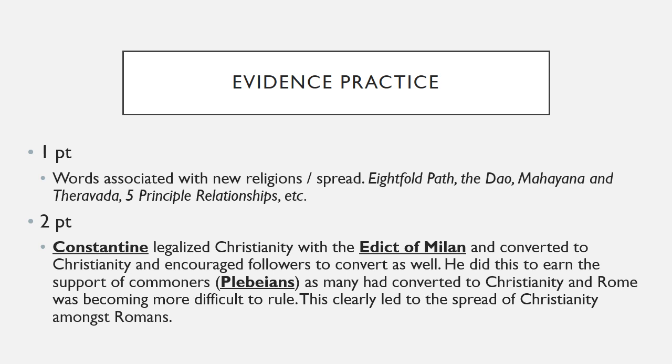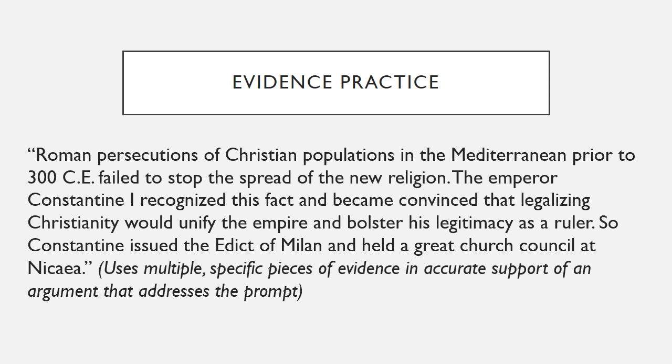Cool. This is an actual prompt that was given last year, and College Board has released examples. And so here are examples of what they took for evidence. Roman persecution of Christian populations in the Mediterranean prior to 300 CE failed to stop the spread of the new religion. The Emperor Constantine I recognized this fact and became convinced that legalizing Christianity would unify the empire and bolster his legitimacy as a ruler. So Constantine issued the Edict of Milan and held a great church council at Nicaea, uses multiple specific pieces of evidence in accurate support of an argument that addresses the prompt.